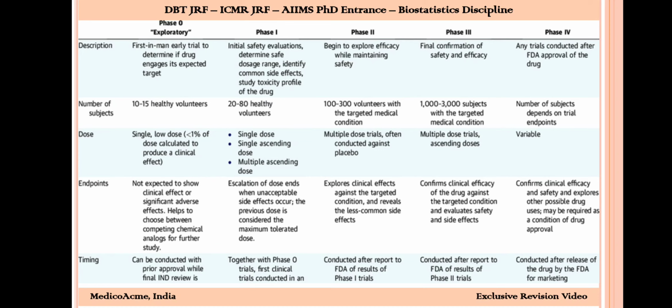So about the dose, suppose the treatment study has drugs, then a single low dose is given in the phase 0 trial. Single ascending or multiple ascending doses are given in the phase 1 trial. Multiple doses and multiple trials are there in the phase 2 trial. Multiple doses and ascending doses are also given in the phase 3 trial. So this is actually the titration, you can say. Titration, or the upgraded concentration of the doses, is given to the subjects.